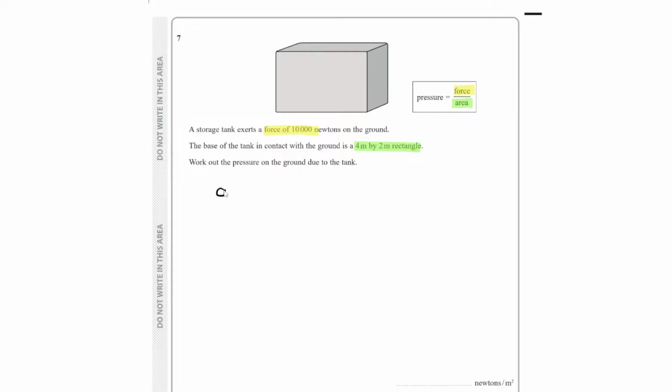So I need to do area. It's just a rectangle, isn't it? So that's just base times height, as in those two measurements they've given you. Multiply those together. You've got 8 meters squared. And now that we've got the area, because they've asked for pressure, we can just put it straight away into that formula. We don't need to rearrange.